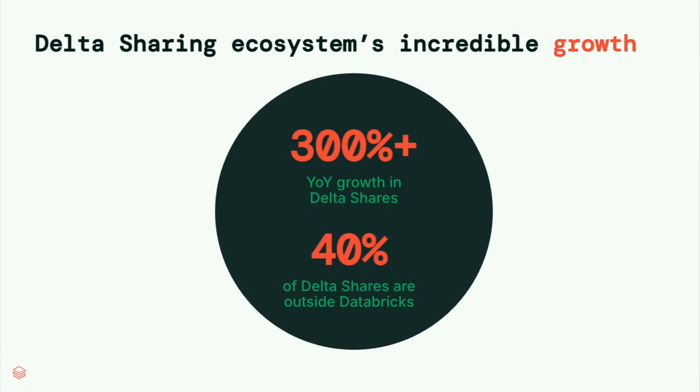So since making delta sharing generally available about 3 years back, we've seen skyrocketed adoption. There's an over 300% year-over-year growth in delta shares. And as I mentioned previously, the value prop of the fact that you can share with recipients outside Databricks has really excited customers. Over 40% of shares that originate on Databricks go to recipients outside Databricks.